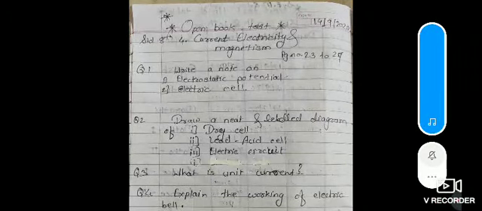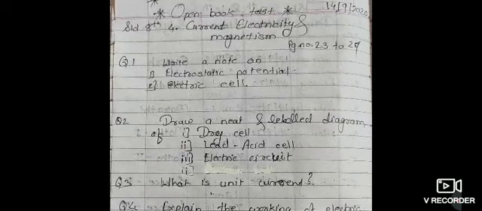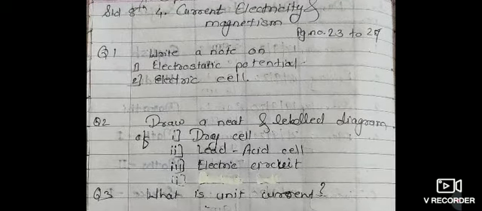Today we will discuss the open book test which I gave you yesterday. The name of the lesson is Current and Electricity, and we have to refer to pages 23 to 27 for this test. Okay, so what is the first question?